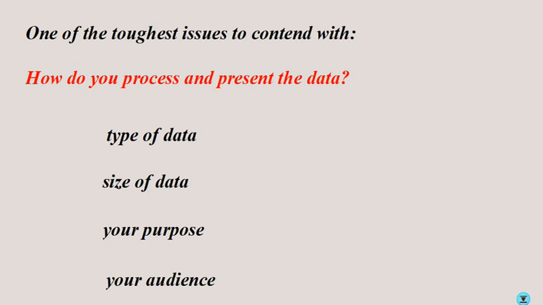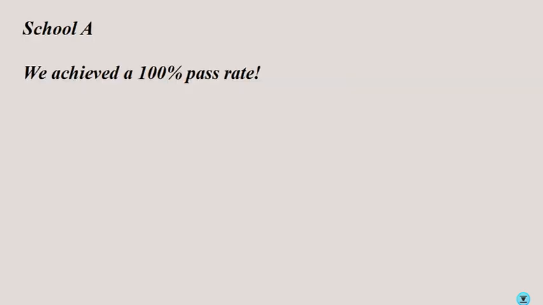And to highlight my point, let's say that at the end of an important countrywide exam, School A announced, we have achieved a 100% pass rate. Now that could be a brilliant result because all the students passed. But this implies that the school has processed the data, calculated the pass rate, and gave you a number. It was their choice. The audience is obviously the parents or prospective parents. But what did they hide? And what did they highlight?